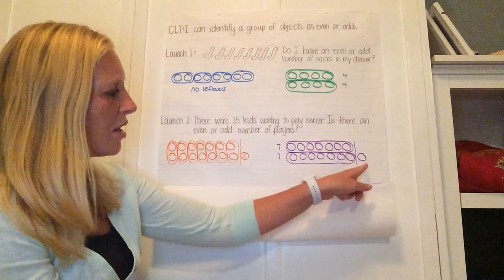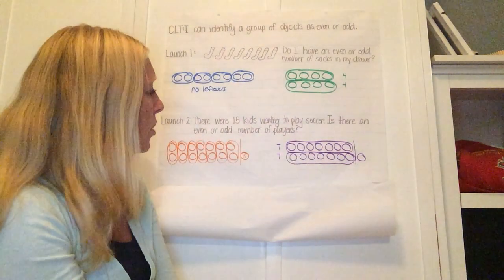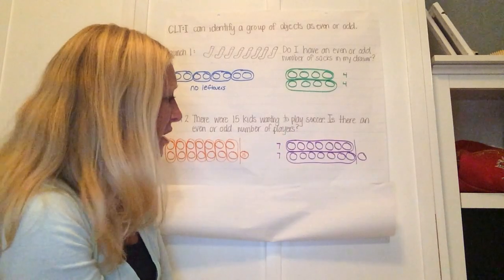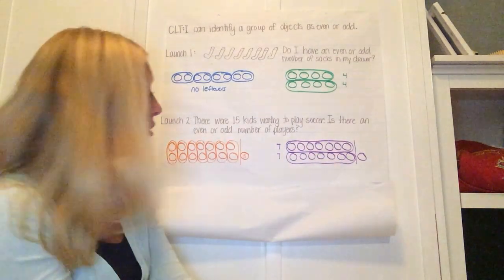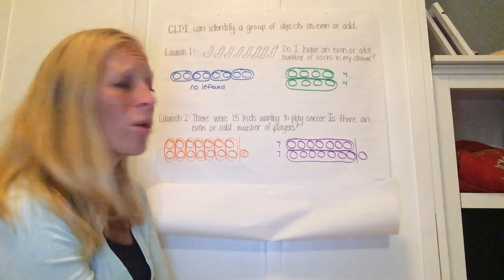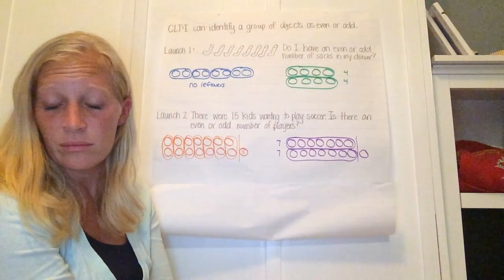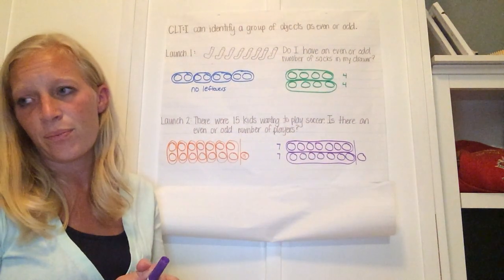What are we going to do with this extra little guy here on the team? I don't know either. But we have a team of 7 and a team of 7, and then we have an extra person. We're going to have a little sub, won't we? Is this number even or odd? I'm hearing a resounding odd. How do we know?